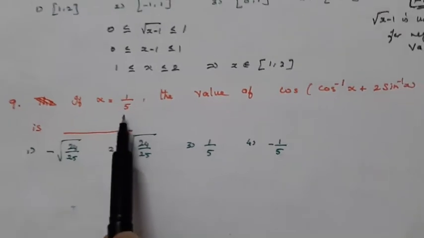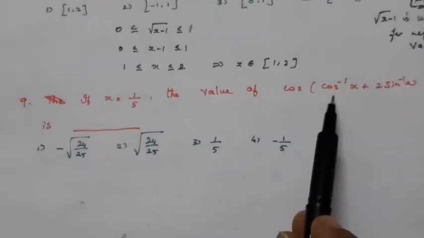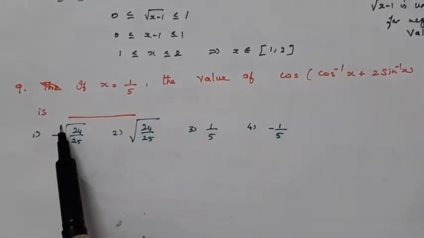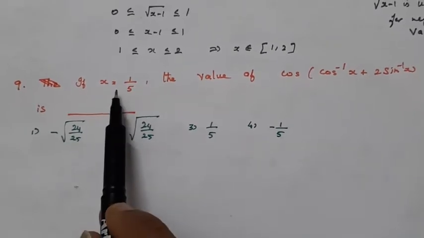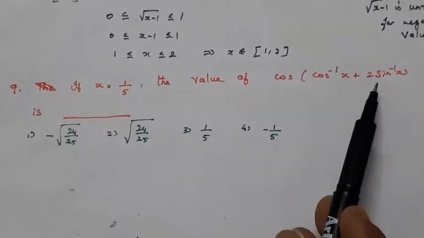9th one: if x is equal to 1 by 5, the value of cos inverse of x plus 2 sin inverse of x is dash. So given the value of x, you have to find the value of this expression.